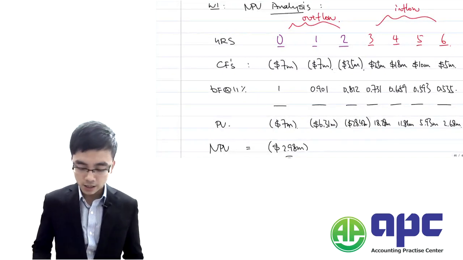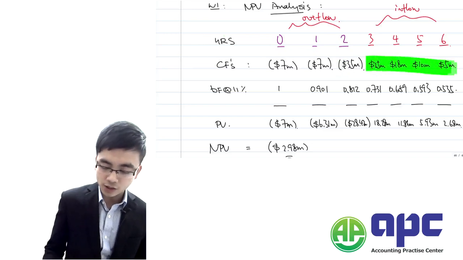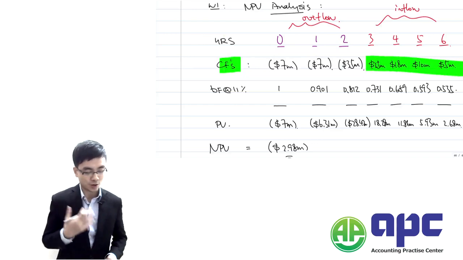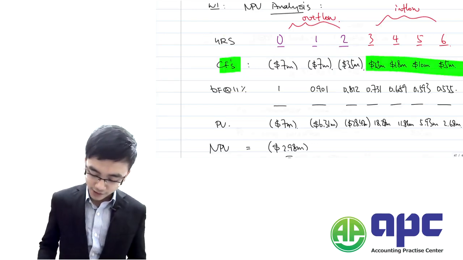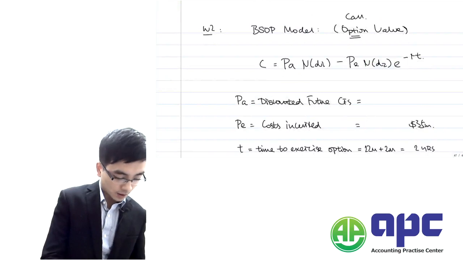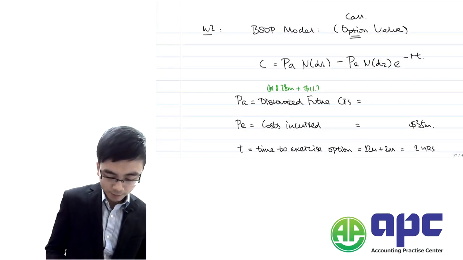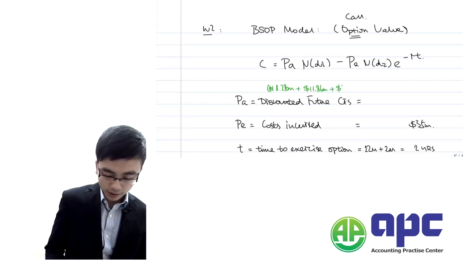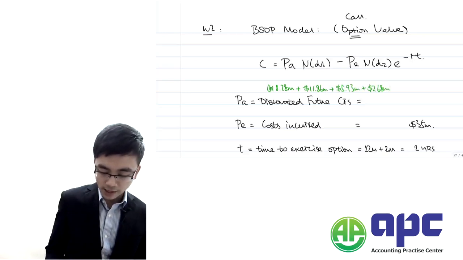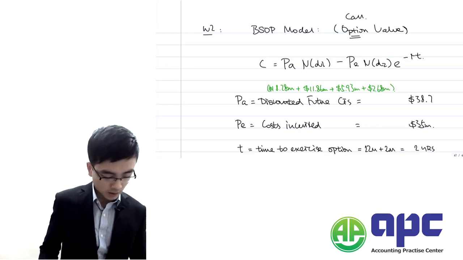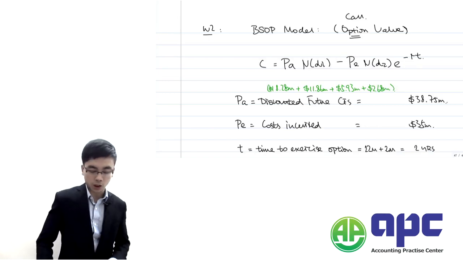All you need to do is plot all of these cash inflows from year 3 onwards in the next 4 years together. That's how you calculate the PA. So the PA would be 18.28 million plus 11.86 million plus 5.93 million plus 2.68 million. We total them up, and that gives us $38.75 million.